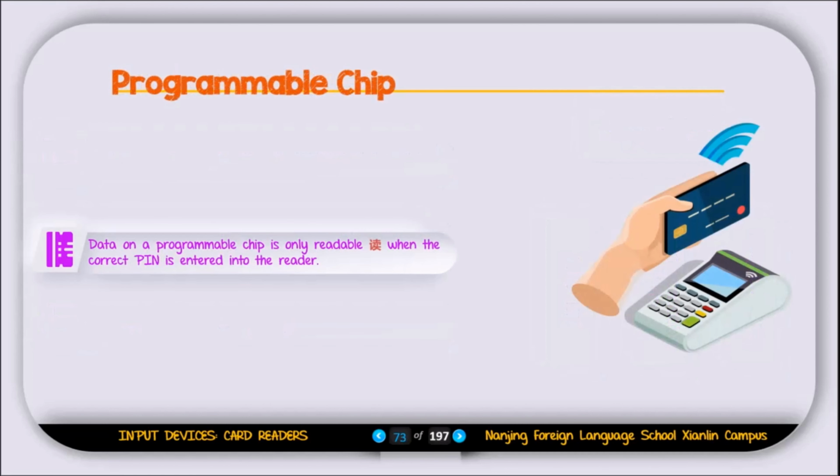Okay, what is the programmable chip? Data on a programmable chip is only readable when the correct PIN is entered. You first need to insert the card and then you enter the PIN code, and when the PIN code is correct, the data can be read.